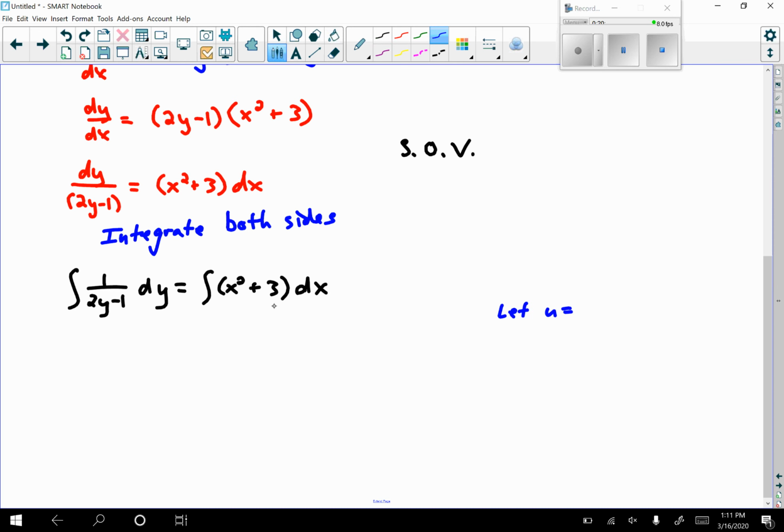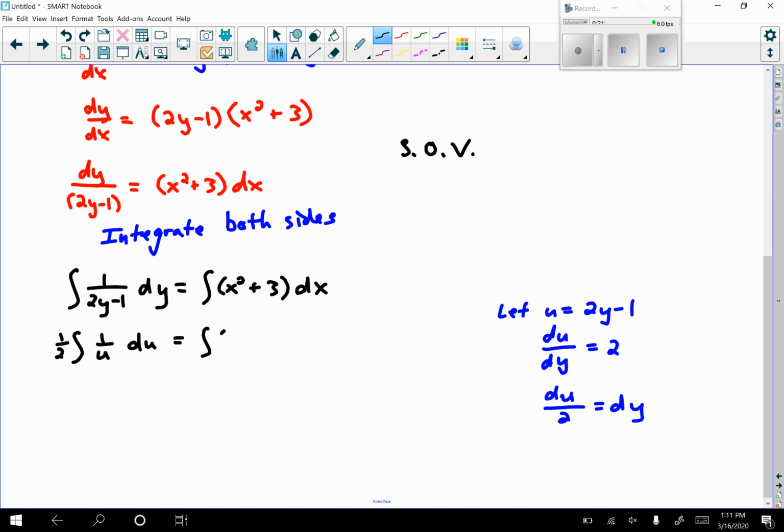So I'm just working on the left side here. We don't need it for the right side. So I'm going to let u equal 2y minus 1, then du over dy equals 2, and du over 2 equals dy. So this will become the integral of 1 over u. I'm just going to put the 1/2 out in front, and then du, and the rest stays the same.